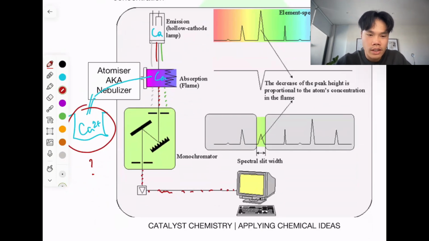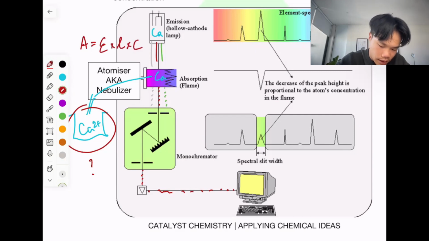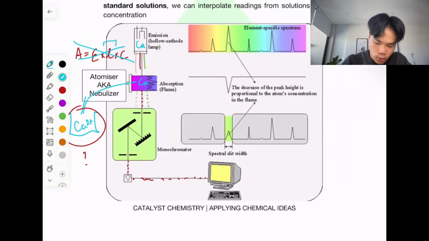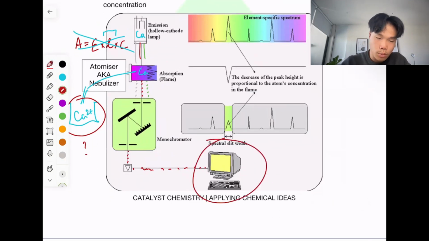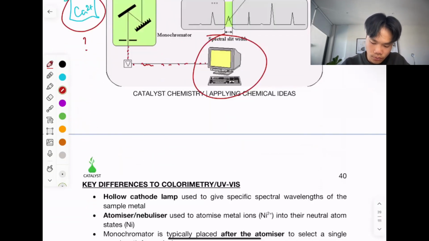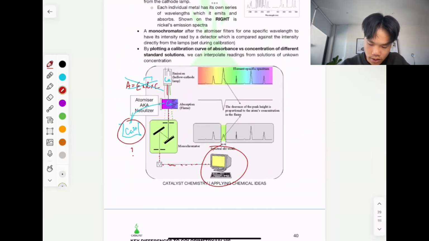Can you use A equals ELC here? Should be very firmly saying no. We cannot use A equals ELC because we don't have any length. We don't have a cuvette anymore. So in AAS, you can only use calibration curves to analyze. You cannot use A equals ELC. So for the rest of AAS, you're essentially testing standard solutions of calcium, finding what their absorbances are by measuring after the monochromator, and constructing a calibration curve to test any unknown concentration of solution.